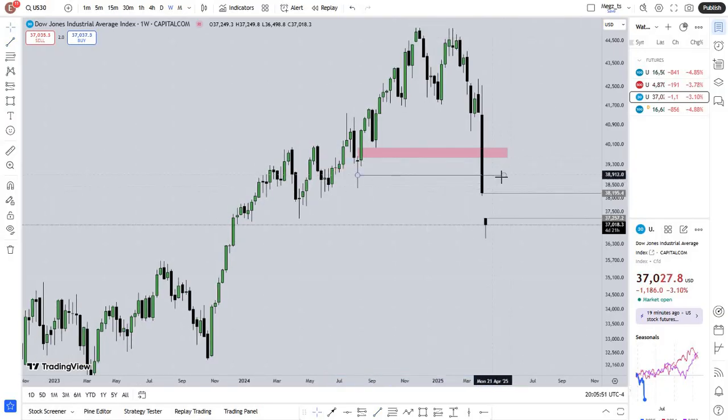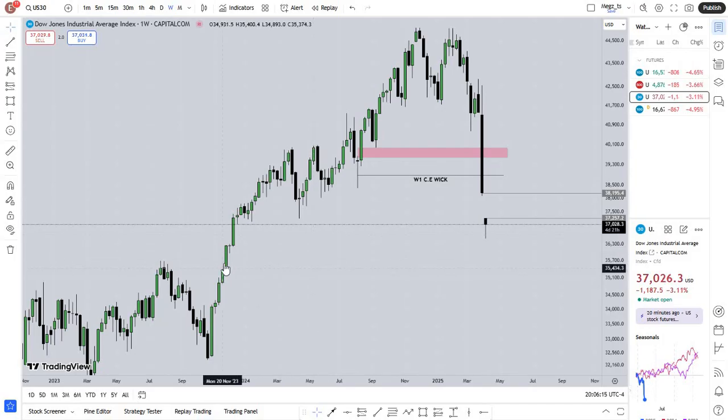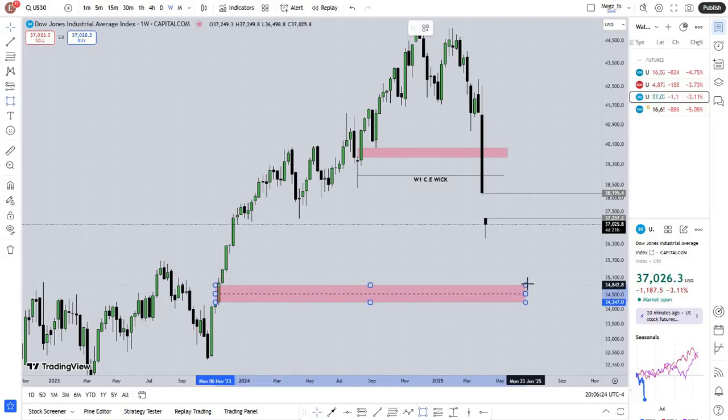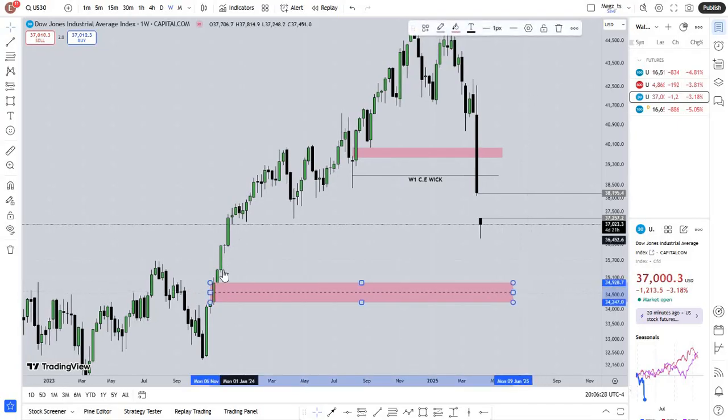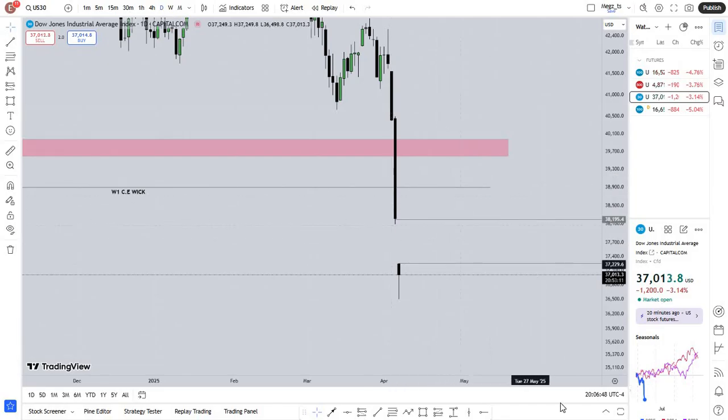I like this also, but I'm not sure. I don't really want to see us trade all the way back into this. We can wick into it, but I'm looking at this consequent encroachment for this week. That's what drives my interest. That's the W1 CE week. That's what I'm looking for, then expecting a drop into this inefficiency right here. I like this fair value gap as a draw, and also this one, but I'll use this as a draw for the weekly time frame. So I'm looking at some kind of drop into 34,928. That's what I'm looking for on the US 30.